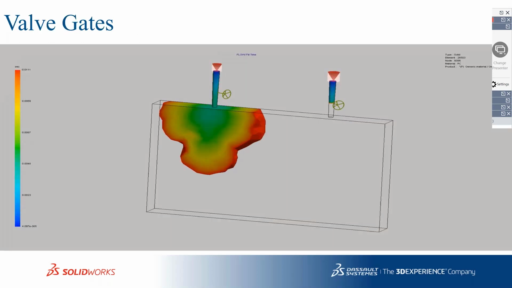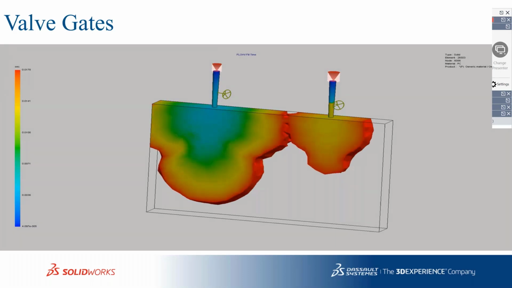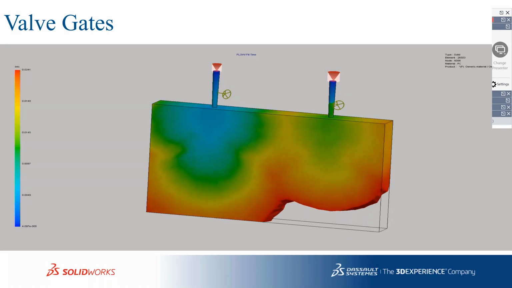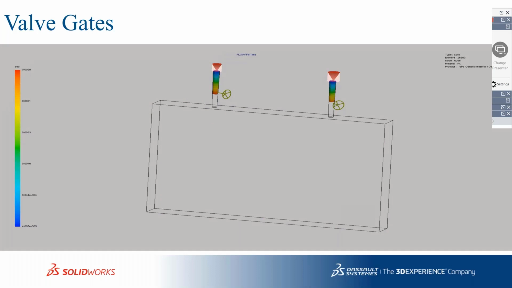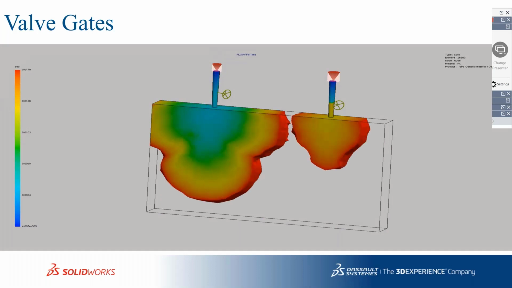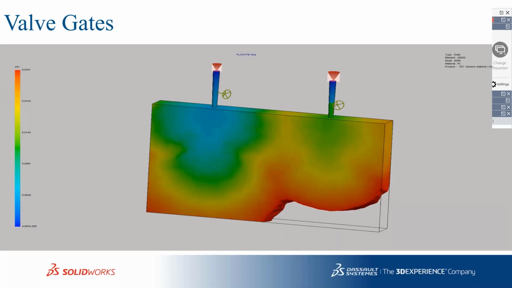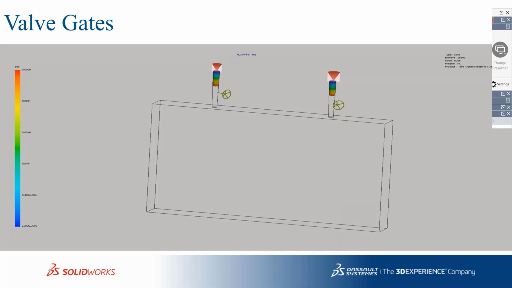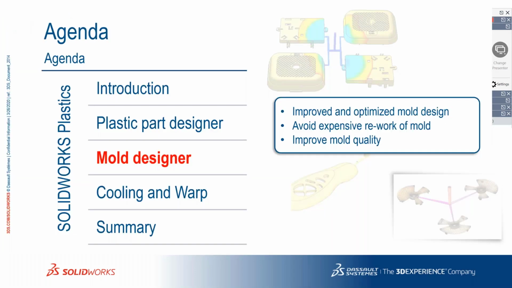Valve gates, an example of valve gates, where first the valve is opened and after a certain point of time the second valve is going to open. Till then the material will stay in the runner. So this is about the mold designer, where improved and optimized mold design lets you avoid expensive rework of the mold, and you can also improve the mold quality. So let us see what is there in cooling and warp.